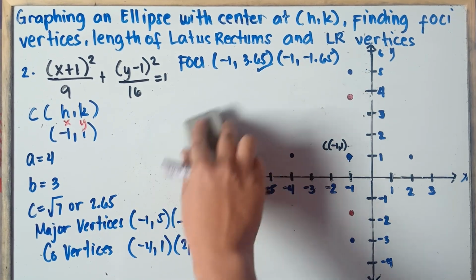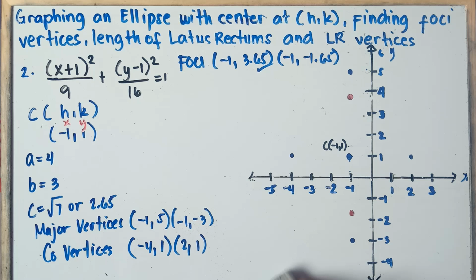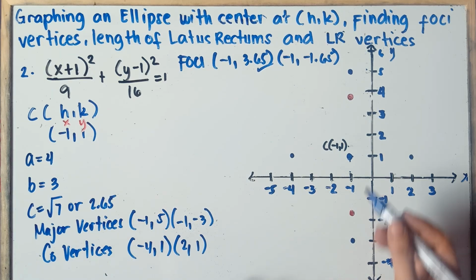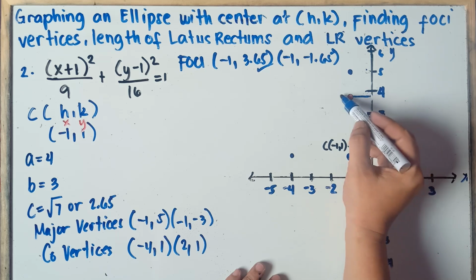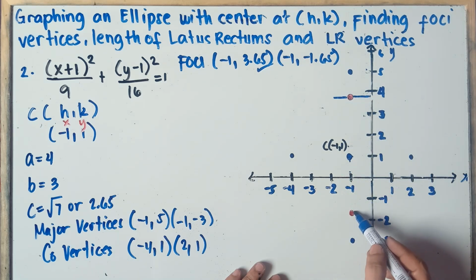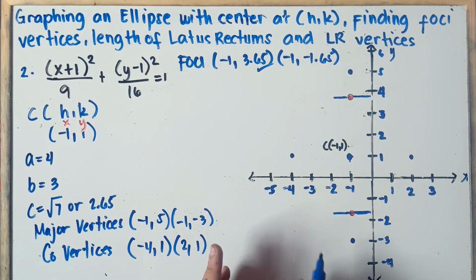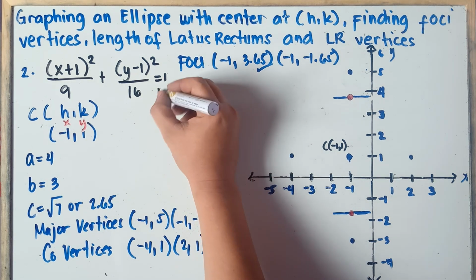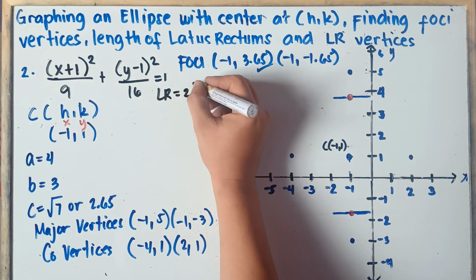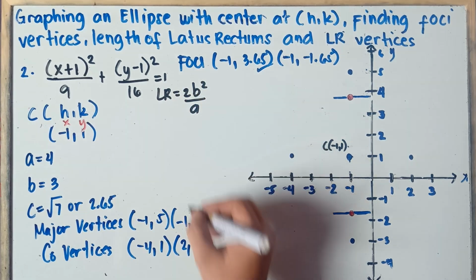Alright, so next step, class, is we need to find the length of the latus rectum. Now, once again, class, a latus rectum is a line that will pass through this focus. If this is your focus, latus rectum will be a line, class, that will pass through this focus. Okay, so we need to get the latus rectum for us to graph this one, class. Alright, so once again, latus rectum is a line that will pass through the focus. And to find the length of the latus rectum, our formula, latus rectum is equal to 2b squared over a.